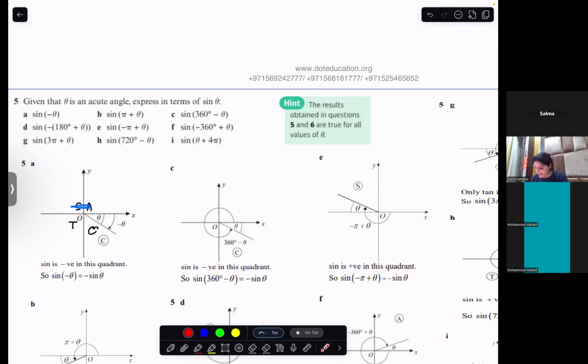Now listen over here. If theta is an acute angle, this is the negative theta. But if I do it over here, this will become 180 minus theta. So 180 minus theta is not what I'm looking at. I'm only looking at sine minus theta, so only this angle. Try the next one.